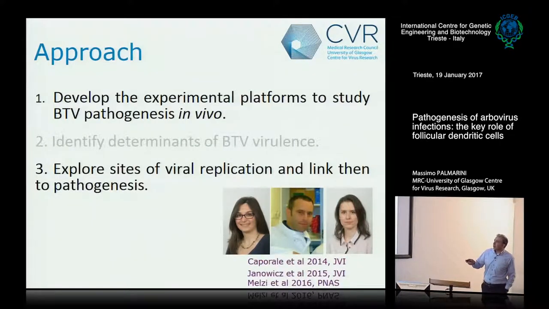First I'll show you a little bit of the experimental platform, how we carry out these experiments. I will not have the time to talk to you about identifying the determinants of BTV virulence, so I can look at which proteins are more important than others. Then I'll show you how we explore some sites of viral replication, how we link them to pathogenesis, in papers that we published recently, and then I'll show you some data that we haven't published yet, but that we think are very important to understand virus-host interaction.